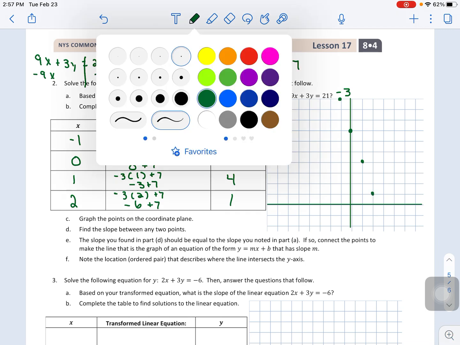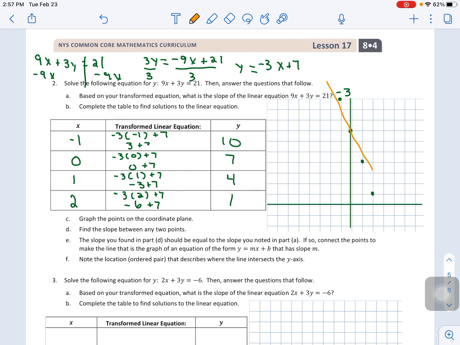I'll pick a different color to snap my line and adjust slightly just so that they touch, maybe. I guess that's, there we go, the wrong feature.